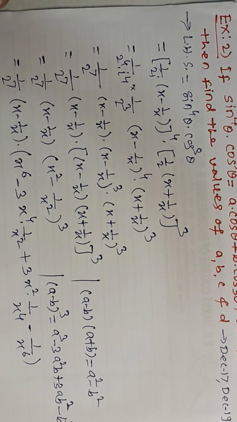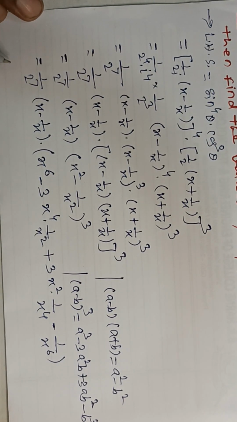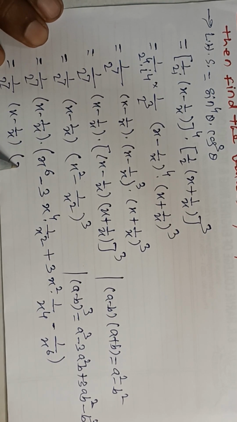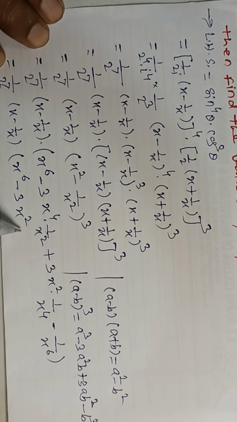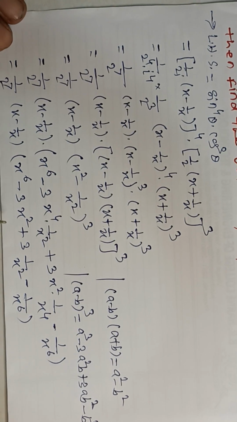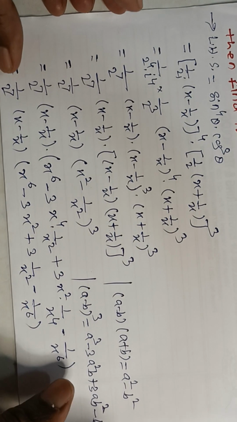Okay, so this is equal to again 1 upon 2 to the power 7. Simplify this, (x minus 1 upon x) into bracket x to the power 6 minus 3 times x square plus 3 times 1 upon x square minus 1 upon x to the power 6. Take multiplication of this bracket with this bracket. Okay, let us multiply.